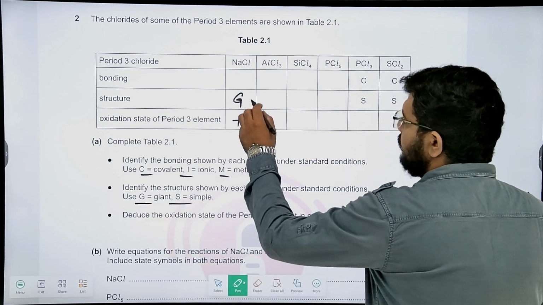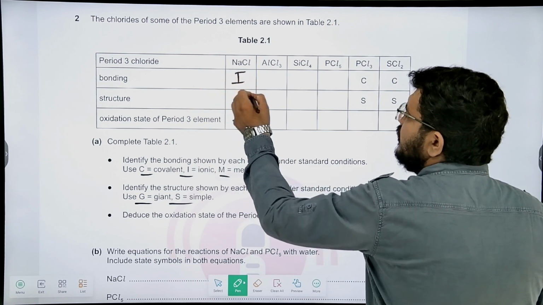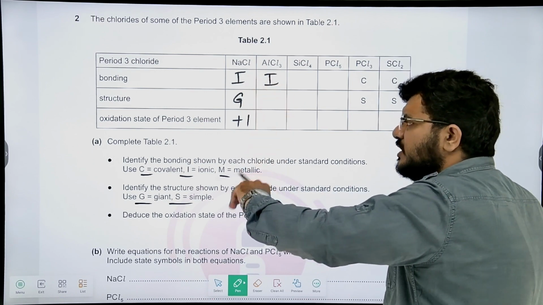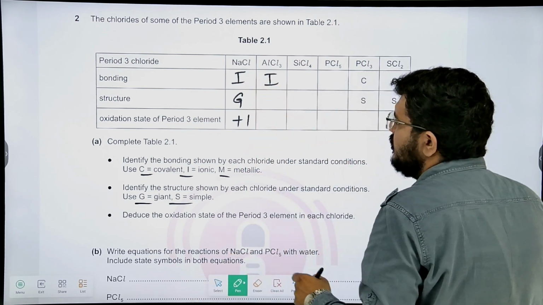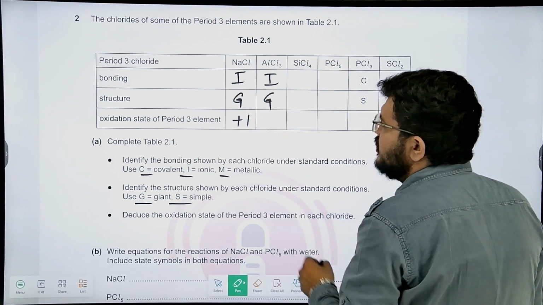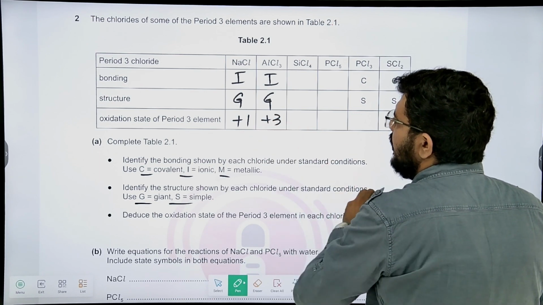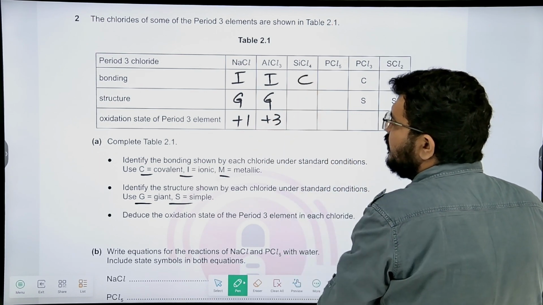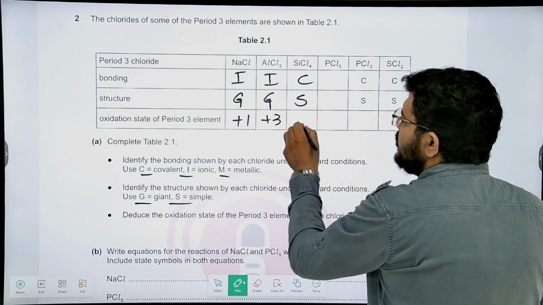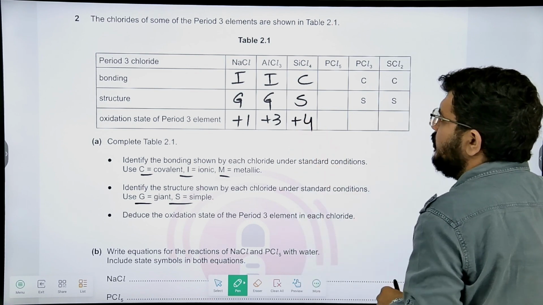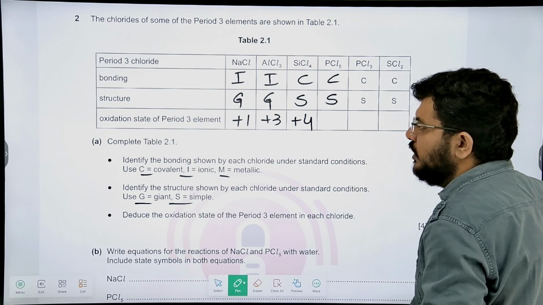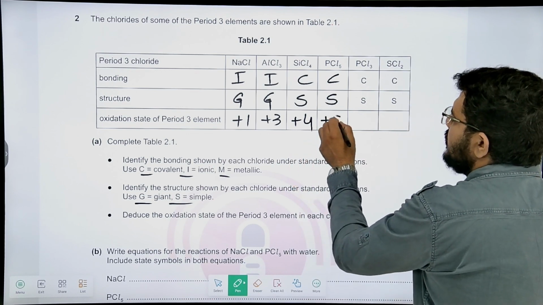Okay, bonding is ionic. AlCl3, the bonding is ionic, right? Al2Cl6, I will say covalent bonding. Structure is giant lattice, right? Ionic compound. Oxidation state is +3. SiCl4 is covalent. The structure is simple molecular. Oxidation state is +4. PCl5 is again covalent. The structure is simple molecular. Oxidation state is +5, right?